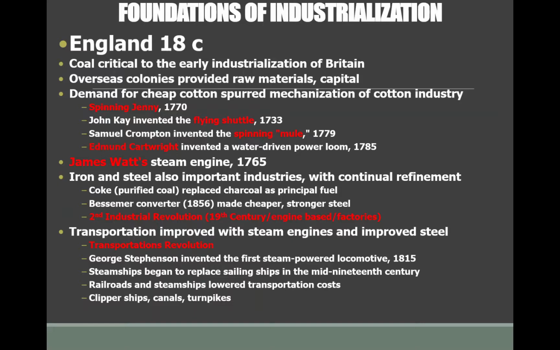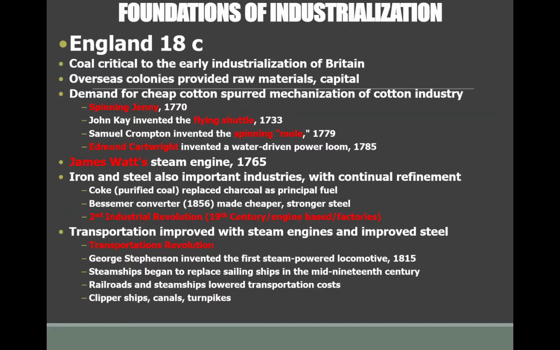The spinning jenny is created in the 1770s. The spinning jenny is going to be on by the river, and it's going to use the current of the river to spin the cotton and turn it into yarn. There'll be other things like the flying shuttle, which will turn the yarn into fabric. The spinning mule will also be used to turn the cotton into yarn, and the water-driven power loom will turn the cotton into yarn as well.